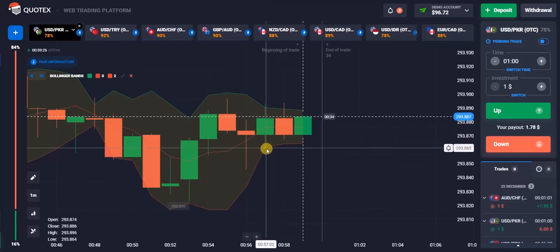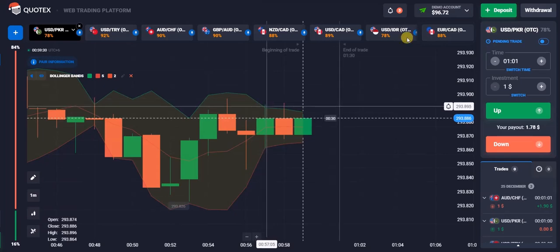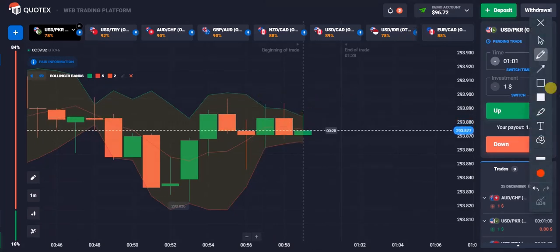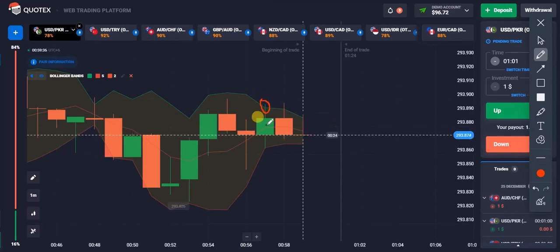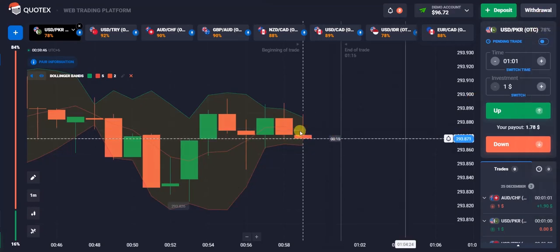So this is an invalid rule. Why? Because this green candle has touched the upper line and the lower line at the same time, within a single candle. So this is not going to work. This is an invalid rule. So let's see.